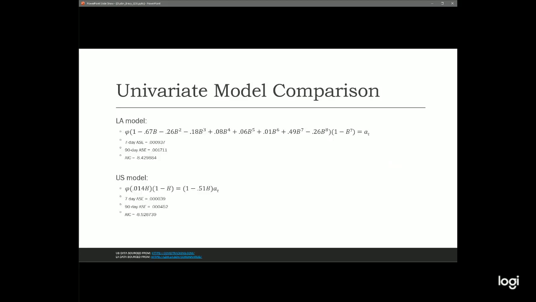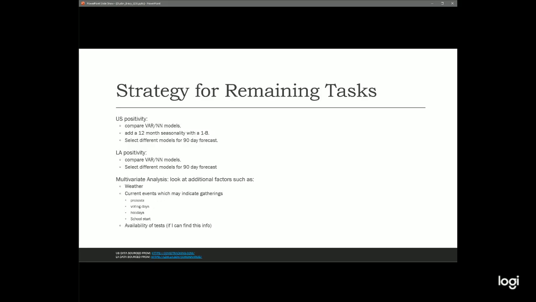All right, so here are my models. The Louisiana model's 7-day ASE is 0.009, the 90-day is 0.0017, and the AICs are pretty similar between the US and LA. And the US has a 0.0003 and a 0.0004, so these are pretty well in balance here. And this is my strategy for the main task of this problem.